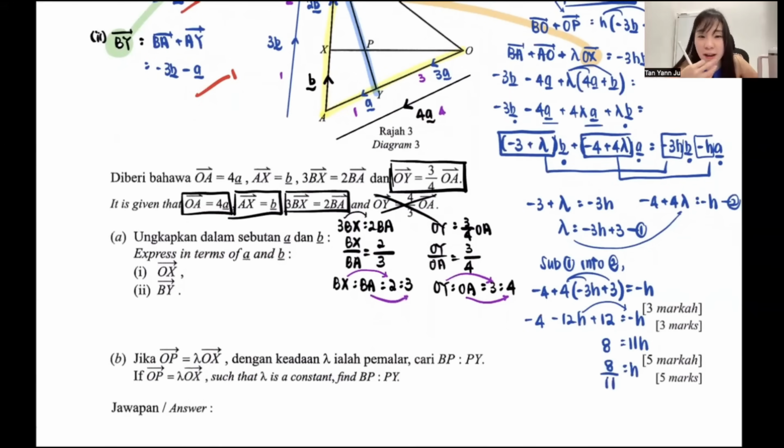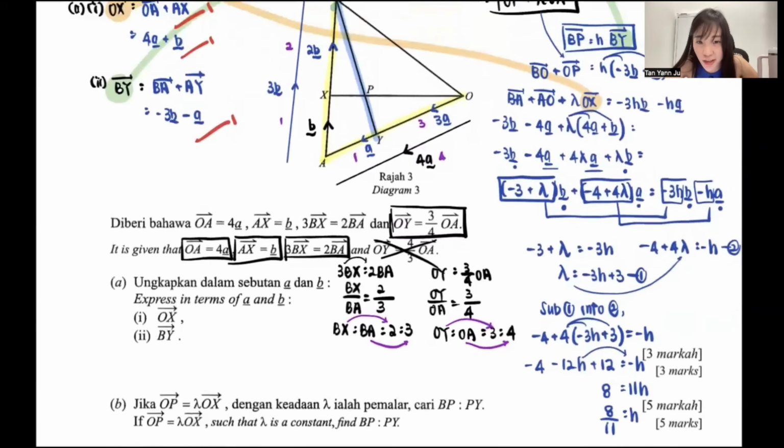So do you need to purposely find back the lambda? No, I'm not curious about the lambda. I just want to find the H, okay? So don't tell me, then teacher, the answer is 8, 11. No. Why not, my dear? Remember, the ratio always has a sequence problem. So you get 8, 11. Doesn't mean your answer must be 8 to 11. It can be 11 to 8.